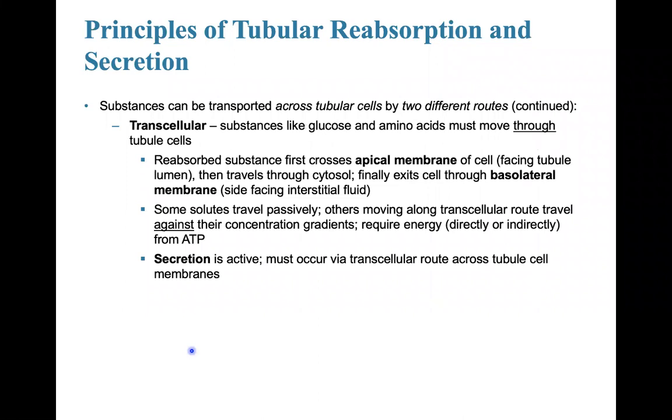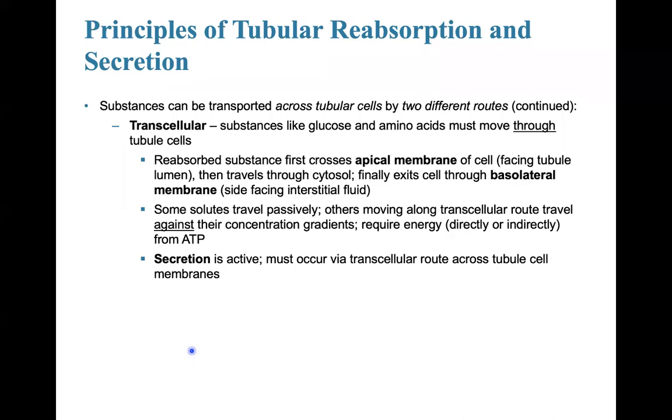The second mechanism, or second route, is transcellular. Substances like glucose and amino acids must move through the tubule cells. So what happens is they get absorbed first through the apical membrane of the cell, the side facing the tubule lumen. Then it travels through the cytosol and finally exits through the basolateral membrane, the side facing the interstitial fluid. Some solids travel passively, others moving along transcellular routes travel against their concentration gradients, and these will require energy, directly or indirectly, from ATP, either through primary or secondary active transport.